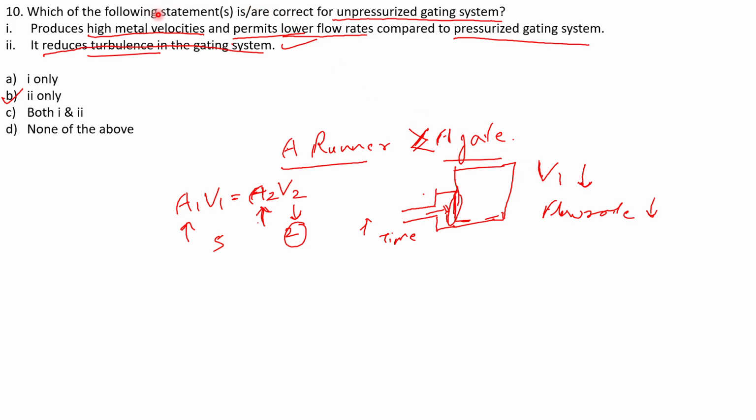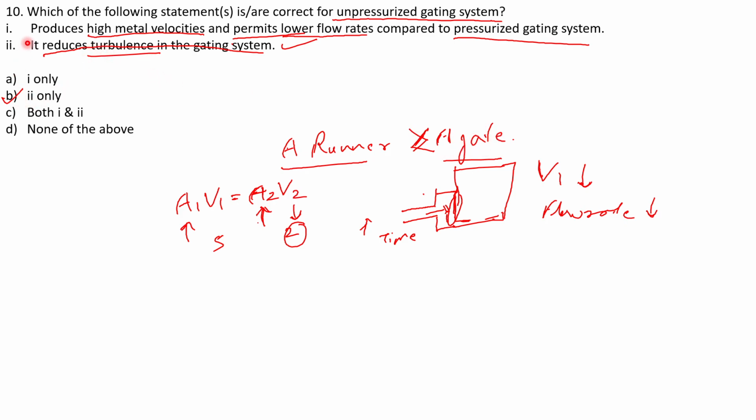Then coming to next question, which of the following statements are correct for unpressurized gating system? When we talk about unpressurized gating system, in this type of gating system, the area of runner will be lower than the area of gate. So according to velocity momentum law, the velocity on the gate will get decreased because runner has a lower cross sectional area as compared to gate.